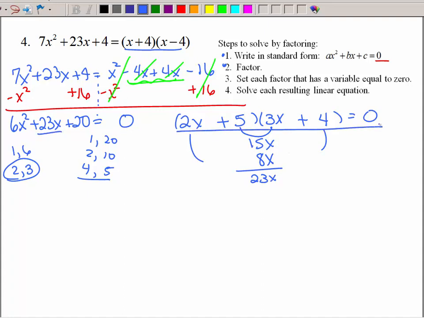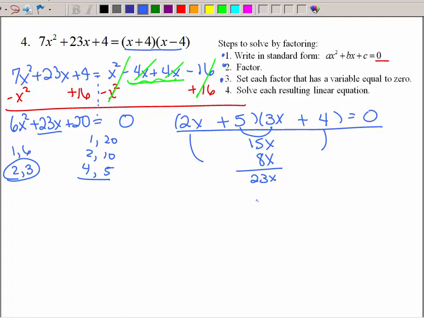If the 4 and 5 had not worked, I would have tried the 2 and the 10, the 1 and 20. If none of that worked, I'd try the 1 and 6 and all of those. The good news is that if I ask you to solve something by factoring, it's not going to be prime. You're going to be able to factor it. So let's see. We've now factored it.